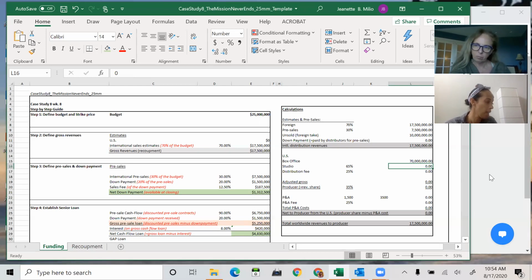Okay. It says the US box office revenues are received under the industry standard split of 35/65, with 65% going to the US studio. Great, which is this film. How much is that? How much is 65% of the box office? Give me that number. 65% of 70 million.